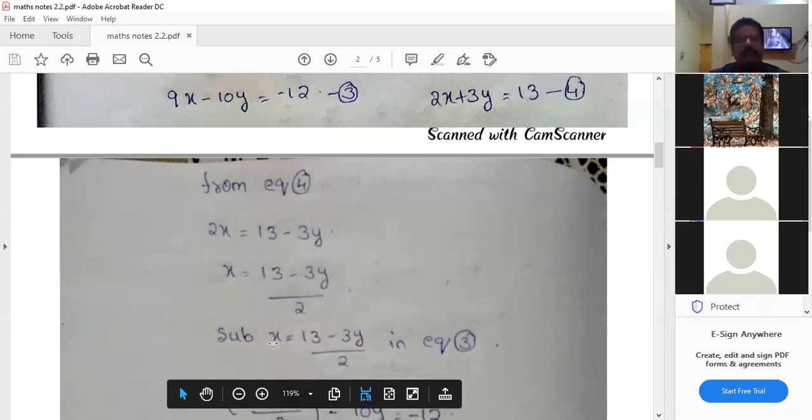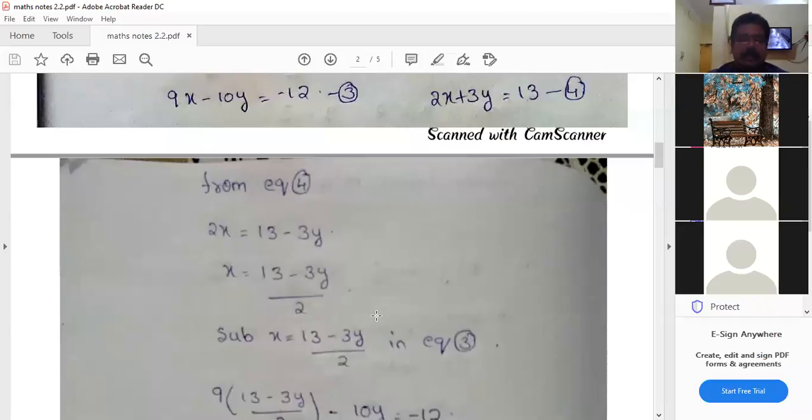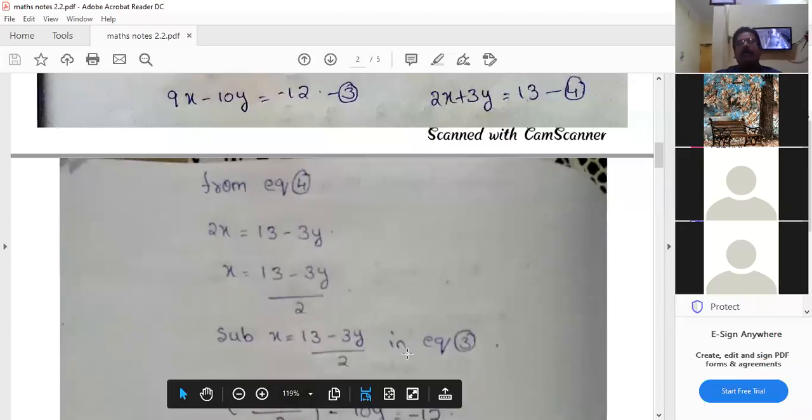This I have to substitute in equation 3. I took equation 4, so don't substitute again in the fourth equation. You have to substitute in the third equation. Understand? Okay. So x equal to (13 minus 3y) by 2, in the third equation you have to substitute.